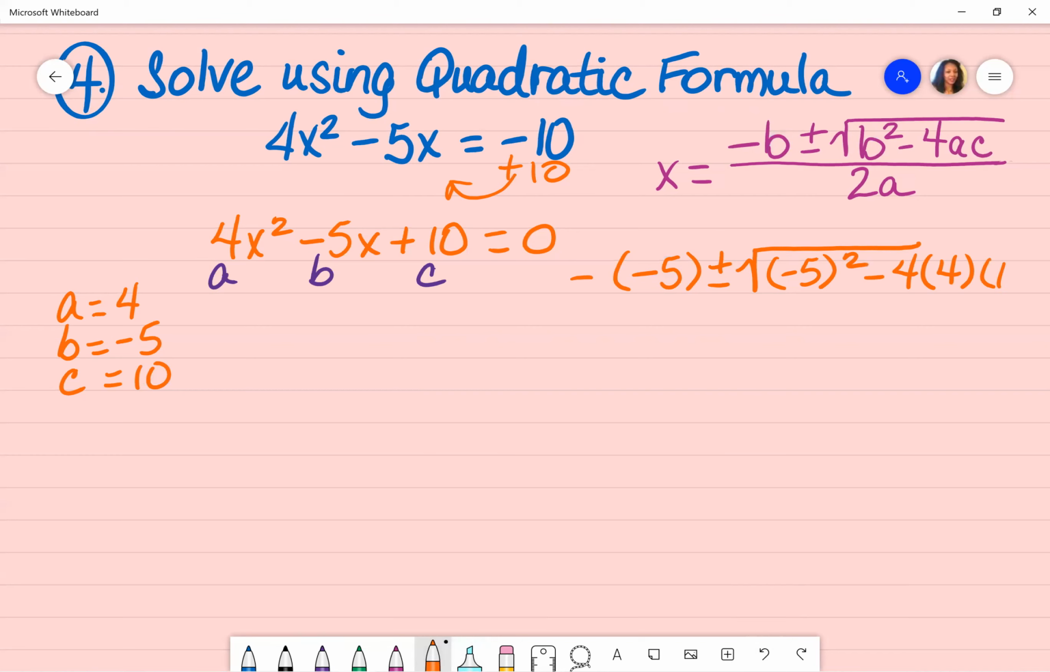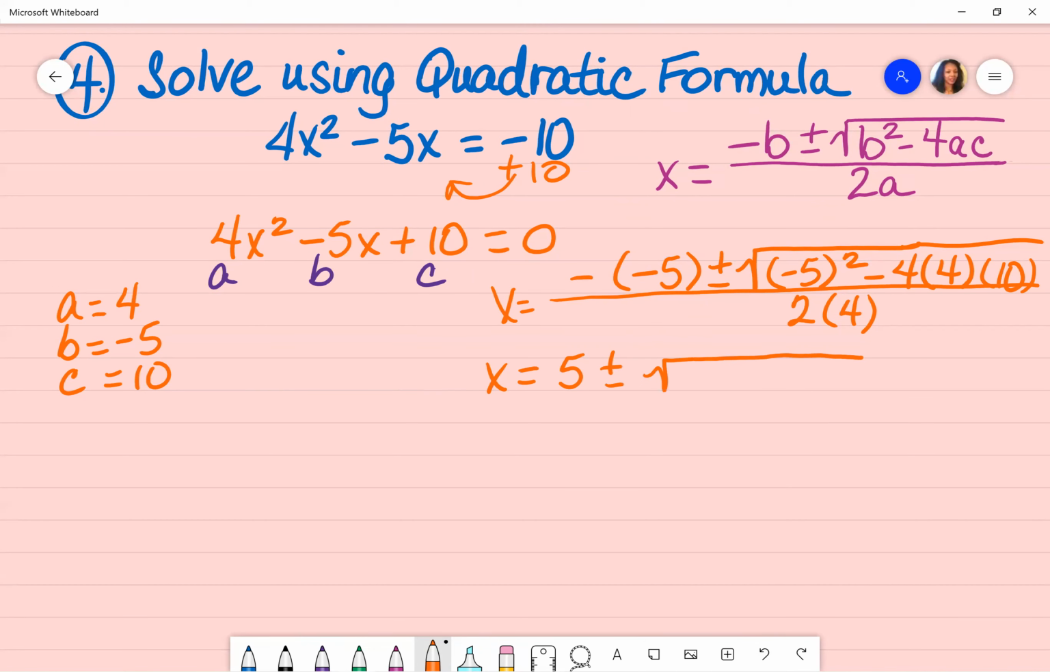All of this is going to be 2 divided by 2 times a, which is 4. So if I am simplifying this, x is equal to positive 5 plus or minus the square root of negative 5 squared, which is simply 25. If you see a negative 25, you are doing something wrong. Then I have negative 4 times 4, which is negative 16. Negative 16 times 10 is negative 160. All divided by 2 times 4, which is 8.